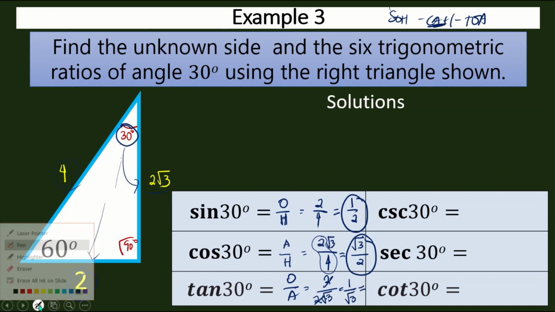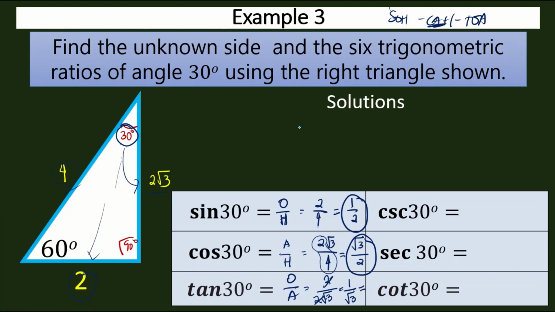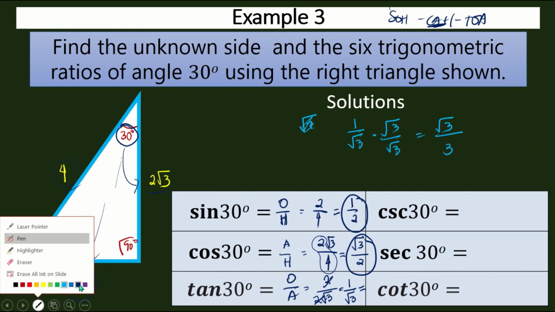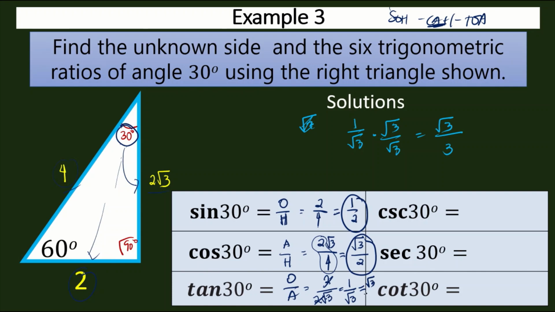And since meron tayong radical sign ulit sa denominator natin, we have 1 over square root of 3. Multiply natin kay square root of 3 over square root of 3. Magkakaroon tayo ng square root of 3 over 3. So, ang measurement ng tangent 30 is square root of 3 over 3. Okay? Next, cosecant 30 degrees. I-reciprocate natin ang 1/2. That is 2. Okay? 2 over 1 or 2.